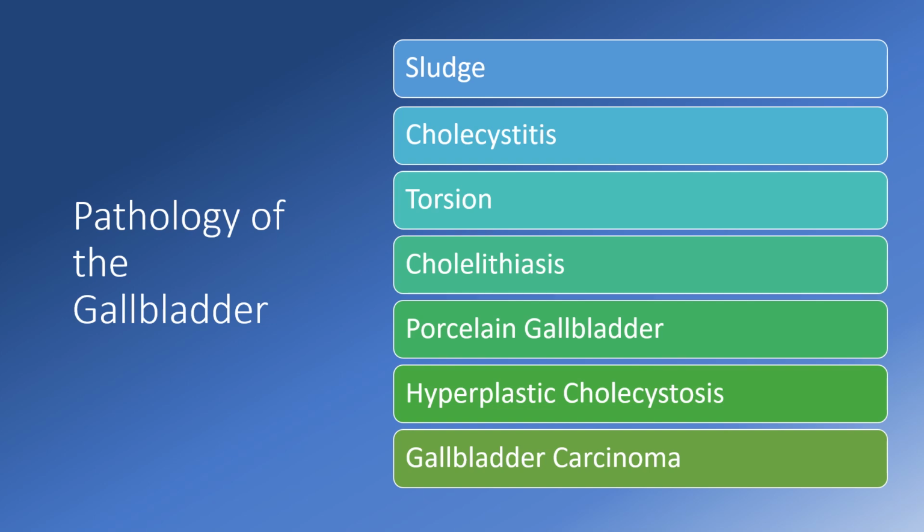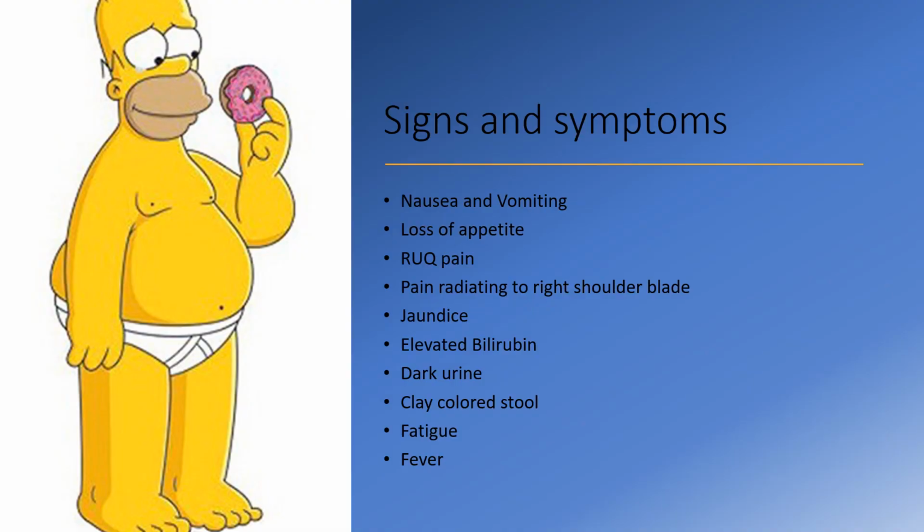The common pathologies we're going to cover today include sludge, cholecystitis in a variety of forms, torsion, cholelithiasis, porcelain gallbladder, hyperplastic cholecystosis, gallbladder carcinoma. Signs and symptoms of gallbladder disease are going to include nausea and vomiting, loss of appetite, right upper quadrant pain that may radiate to the right shoulder blade, jaundice, elevated bilirubin, dark urine, clay-colored stools, fatigue, and fever.